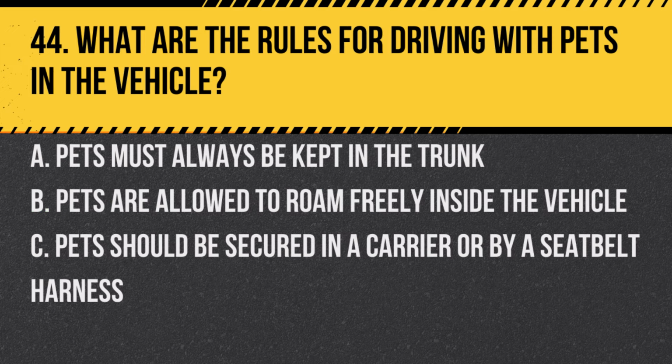Question 44. What are the rules for driving with pets in the vehicle? A. Pets must always be kept in the trunk. B. Pets are allowed to roam freely inside the vehicle. C. Pets should be secured in a carrier or by a seatbelt harness. Answer: C. Pets should be secured in a carrier or by a seatbelt harness. This ensures the safety of both the pets and the occupants of the vehicle.